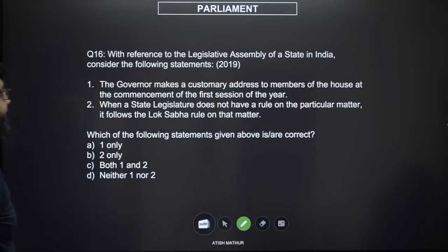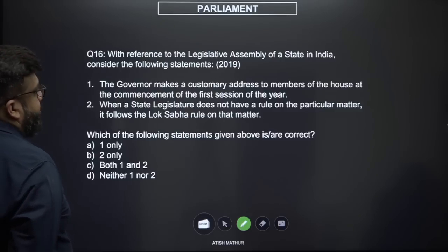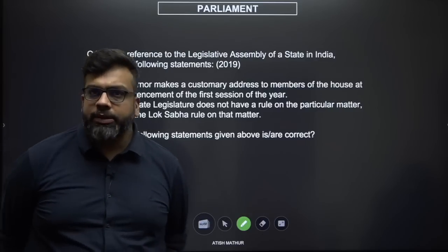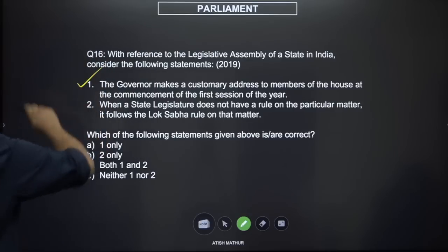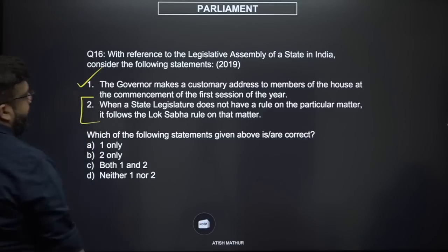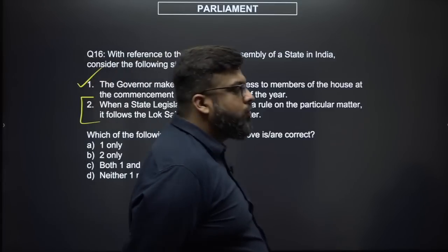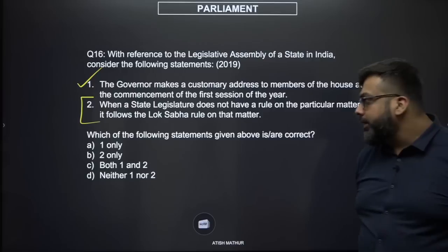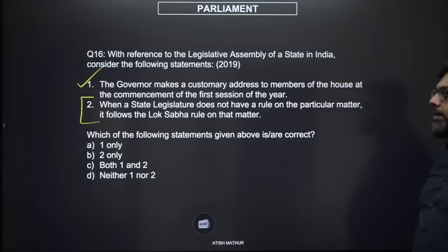Let's see the question. The governor makes a customary address to the members of the House at the commencement of the first session of the year. This sounds like a motion of thanks, which is also true for the president at the center. This is definitely correct. We are stuck with the second option. When the state legislature does not have a rule on a particular matter, it refers to the Lok Sabha rule on that matter, right? Now, let us try and simplify this.